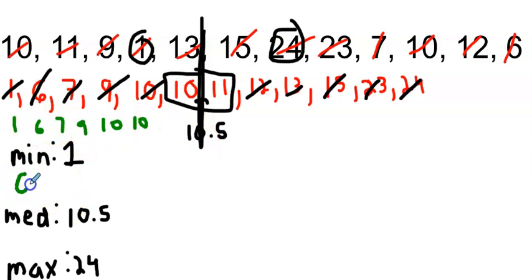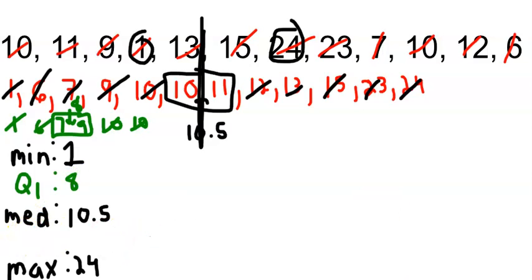I want to find Q1. Q1 is the median of the lower half of the data. So here I see 1 cancels with 10, 6 cancels with 10, and then I have 7 and 9 in the middle. Again, that doesn't have a perfect center. So in this case, Q1 is going to be 8 because that is halfway between 7 and 9.